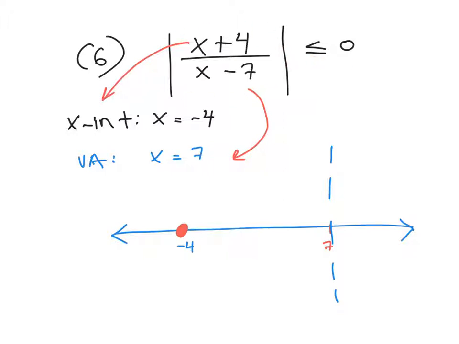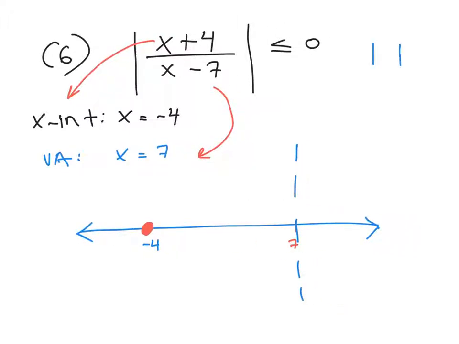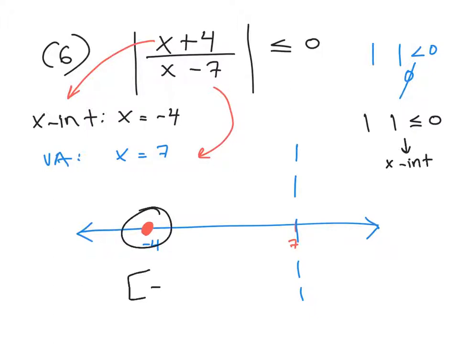Absolute value less than or equal to 0. When is that possible? When is the absolute value ever less than 0? When is the absolute value ever negative? Never. So the absolute value is never less than 0. So there's no solution for something like that. But in here, the absolute value is less than or equal to 0. So the absolute value can never be negative, can never be less than 0, but it can be equal to 0. So basically, the only solution for such a problem is going to be your x-intercept, which is -4. So I only have one possible solution for this problem, which is -4.